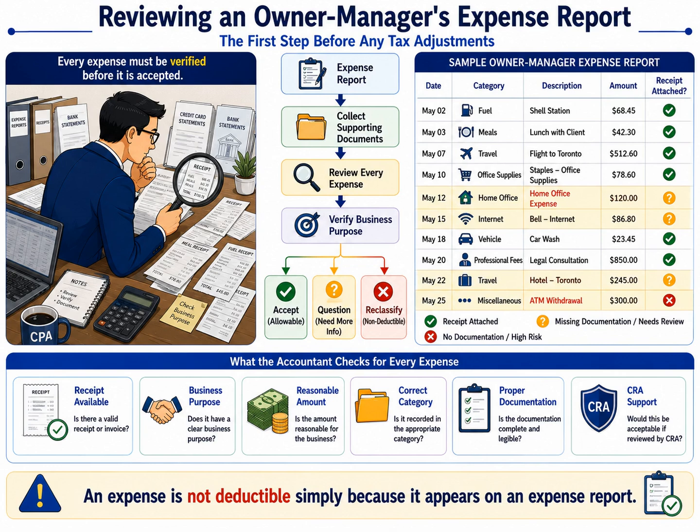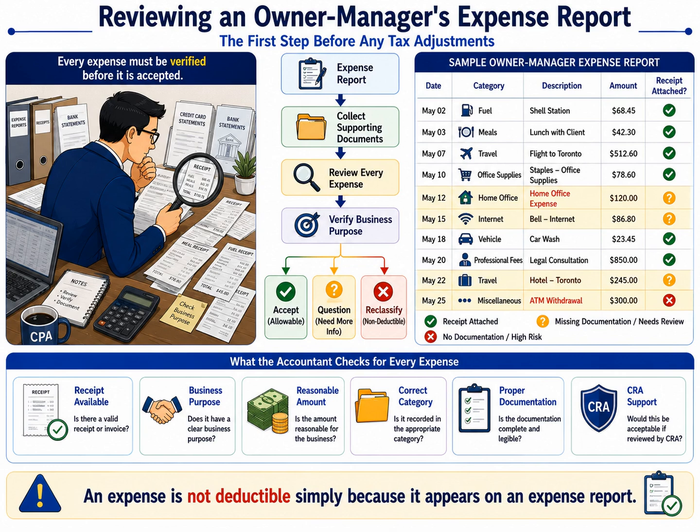The review process begins by gathering all supporting documentation. This includes receipts, invoices, credit card statements, bank statements, contracts, and any other records that explain why the expense was incurred. Without adequate documentation, it becomes very difficult to support a deduction if the Canada Revenue Agency requests proof during an audit. Next, each expense is reviewed individually, rather than approving everything at once. Experienced accountants examine every transaction separately.